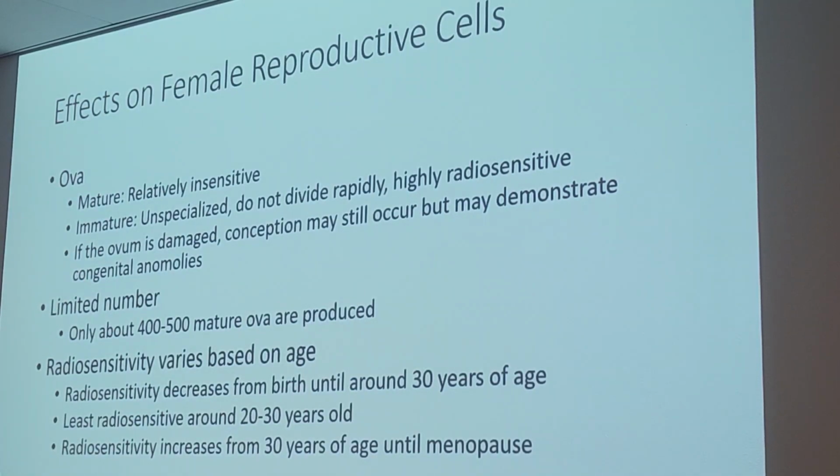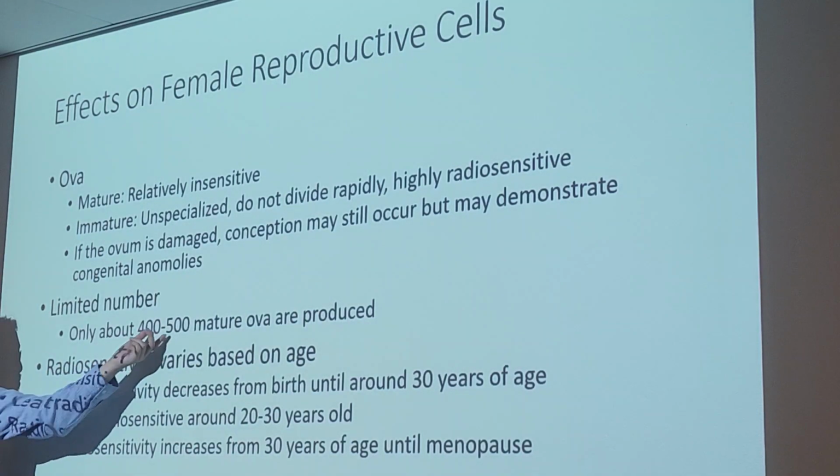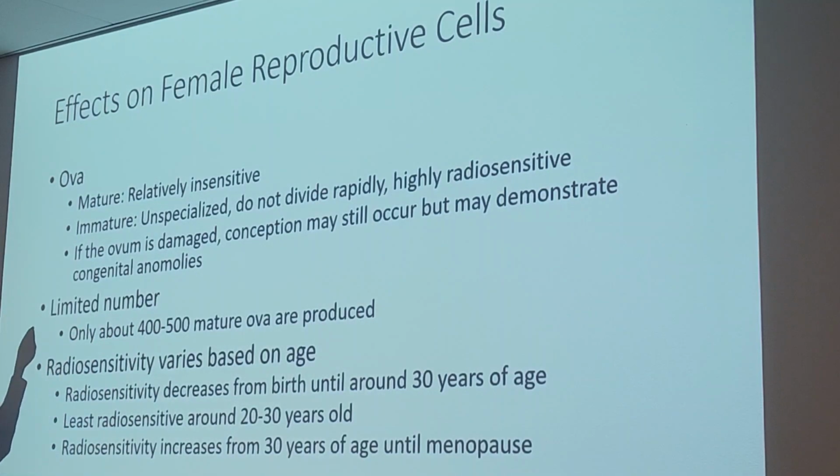Now, as far as female cells go, they are limited in number compared to sperm cells. Only 400 to 500 mature ova are produced over the lifetime of a female. As far as radiosensitivity, this varies based on age, and this is actually really interesting. I was surprised when I first saw these numbers because the least radiosensitive time is from 20 to 30 years old. Radiosensitivity actually increases as you get either older or younger from this 20 to 30 age range.